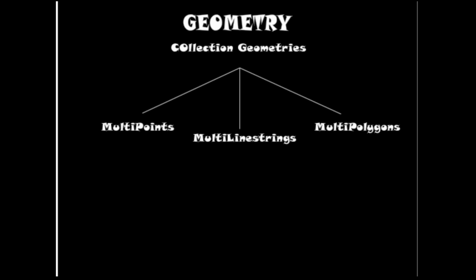And also the 4th type is collection geometries, which is multi-points, multi-line strings and multi-polygons. A collection of points is called multi-points, and a collection of line strings is called multi-line strings, and a collection of polygons is called multi-polygons. So yeah, that was it.